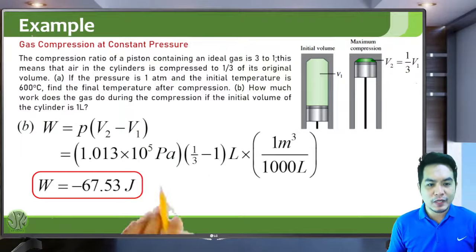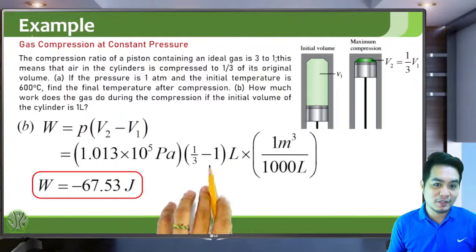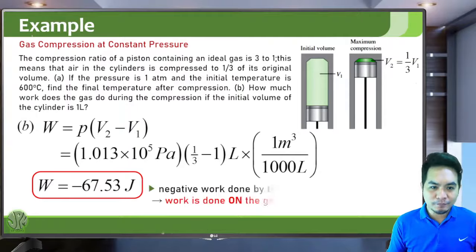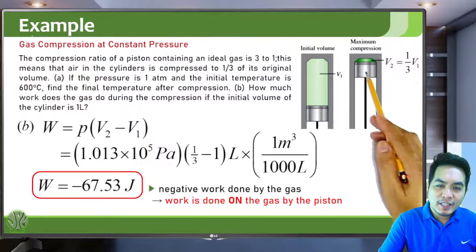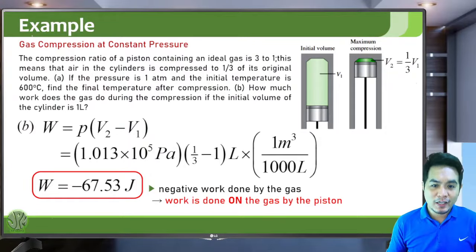Of course you will get a negative answer because this term, 1/3 minus 1, is actually negative 2/3. Obviously it's negative work done by the gas because the gas is not actually the one doing work. It's actually the piston. The piston is the one compressing the gas. So the piston is the one doing the work. So work is done on the gas by the piston.